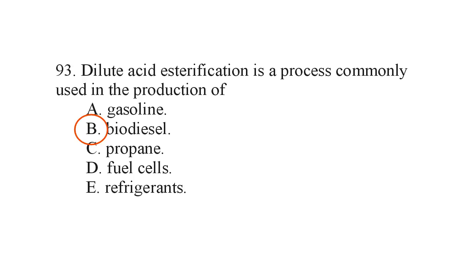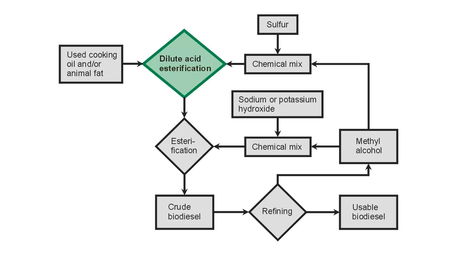Dilute acid esterification is used to produce biodiesel fuel from things like used cooking oil, like you might find in your favorite fast food restaurant. And here's how that process of obtaining biodiesel from used cooking oil and animal fat works. Dilute acid esterification basically works the usable oil out from the unusable oil.